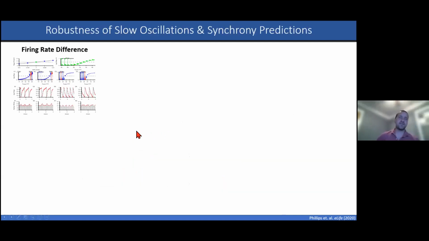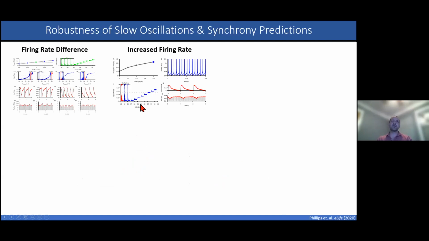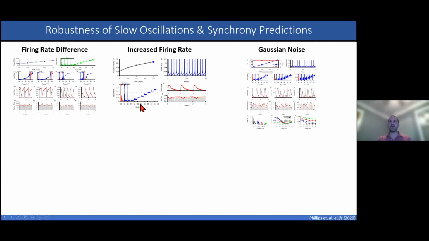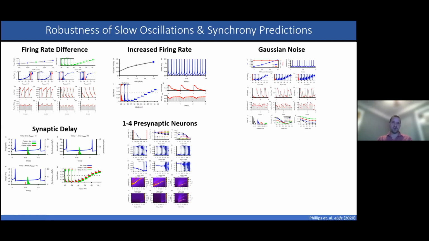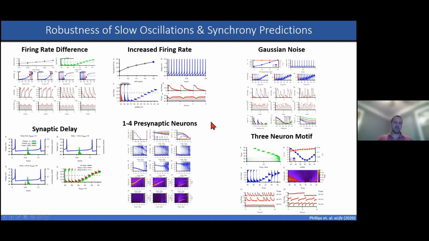settings. So we changed the firing rates between the 2 neurons, increased the overall firing rate, added Gaussian noise, synaptic delay, looked at multiple presynaptic neurons and some 3-neuron motifs. And the general conclusion is that these types of oscillations are very robust to all these different perturbations. I don't have time to go into all the details, but I'm happy to answer questions about them after the talk if there's time.